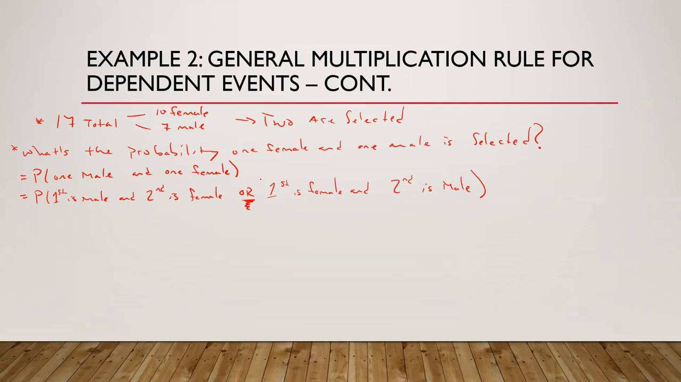So it's the probability the first is male and second is female, plus the probability the first is female and second is male. And these events are disjoint, so you don't need the minus. You just need an addition here. Now you can see that these are dependent events.